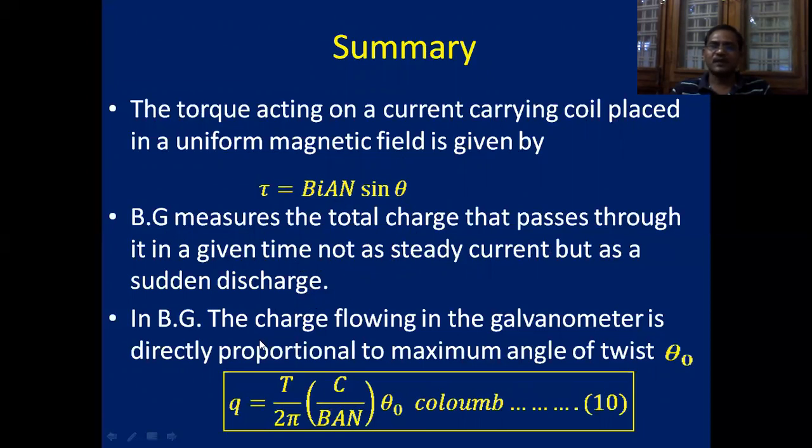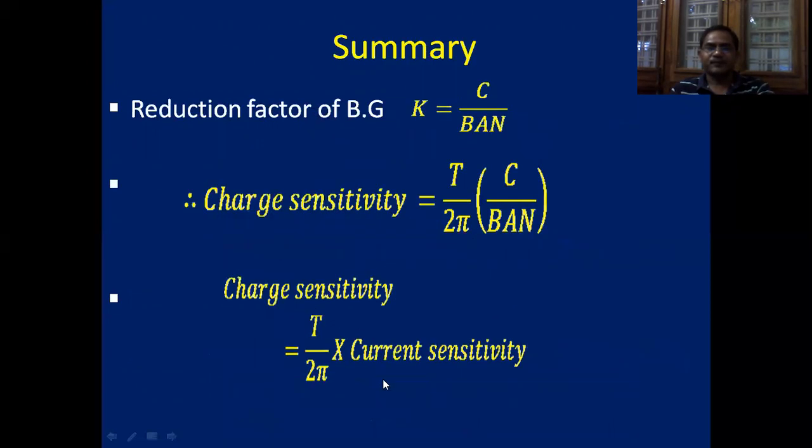You remember this part. And one more point to be remembered is, in ballistic galvanometer, the charge flowing in it is directly proportional to the maximum angle of twist theta naught. Here the expression for Q is T by 2 pi into C by BAN theta naught coulombs. So the reduction factor of ballistic galvanometer K equals C by Bn. The charge sensitivity of this ballistic galvanometer is T by 2 pi into C by Bn. Relation between charge sensitivity and current sensitivity is T by 2 pi into current sensitivity. Okay.